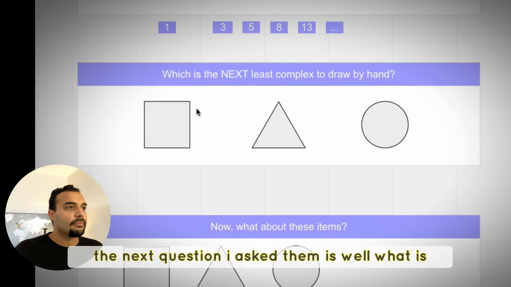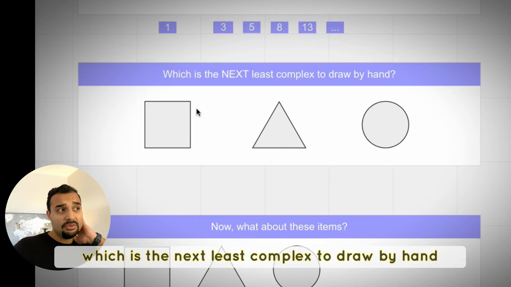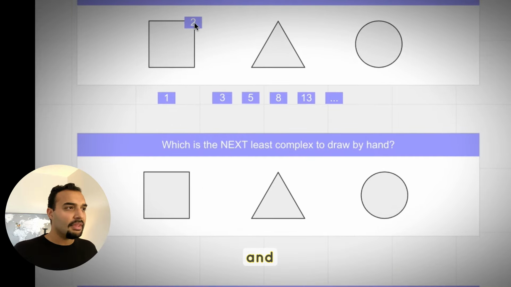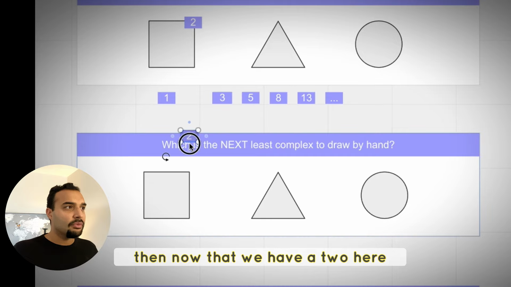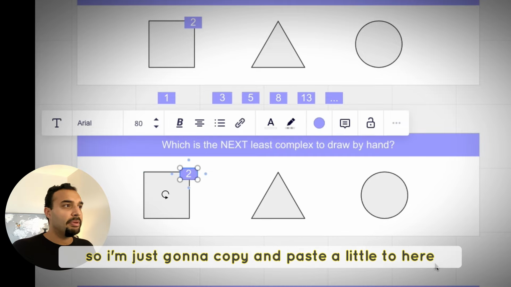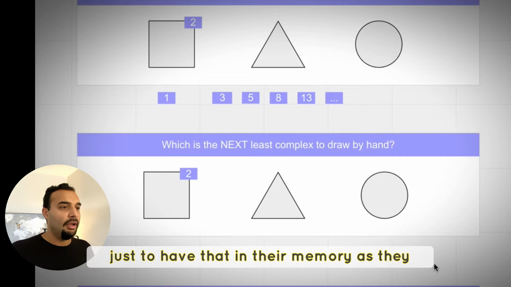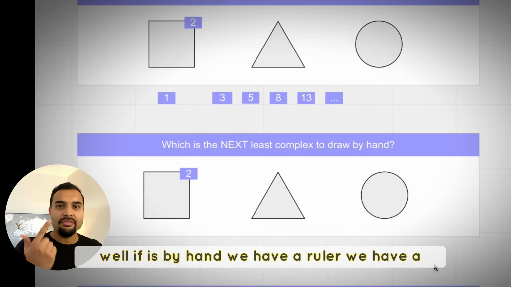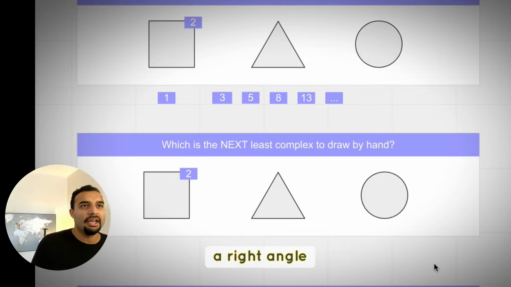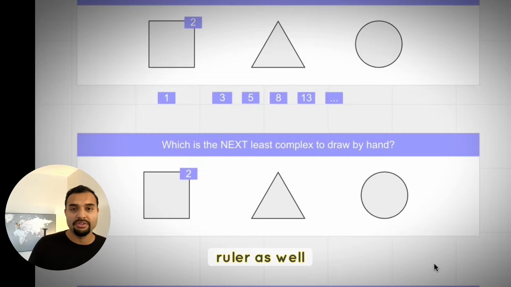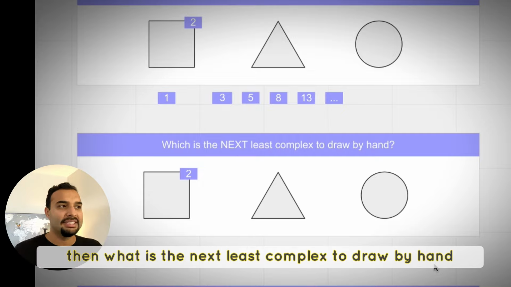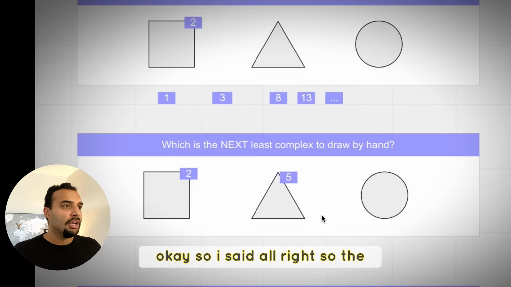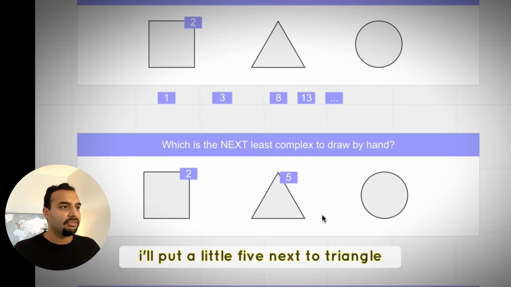And the next question I asked them is, well, which is the next least complex to draw by hand? Now that we have a 2 here, I'm just going to copy and paste a little 2 here just to have that in their memory as they have this next conversation. Well, if it's by hand, we have a ruler, we have a right angle ruler as well. Then what is the next least complex to draw by hand? And they said, well, that sounds like the triangle. Okay, so I said, all right, so what I'll do is I'll put a little 5 next to the triangle.